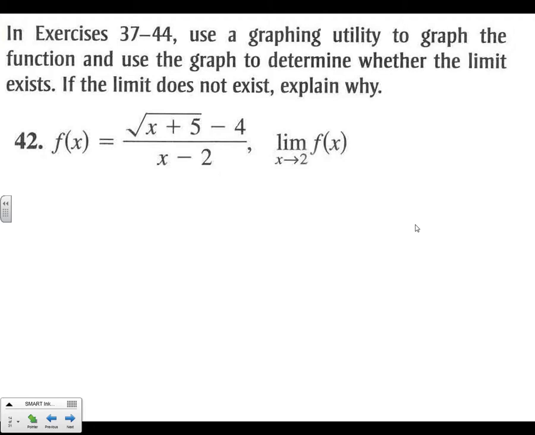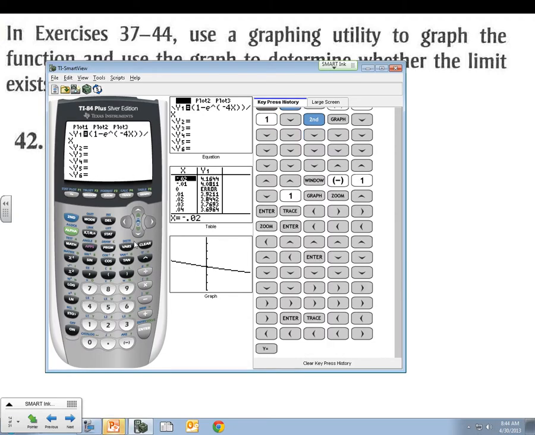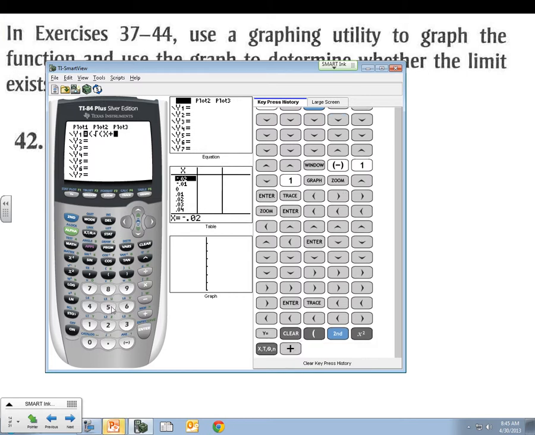All right, 42. We're going to use the graphing calculator to see if this exists. And if it does, tell us what the limit is. So let's go back to our handy graphing calculator. Y equals, clear this off. And for 42, the equation is, in parentheses, square root x plus 5 and then minus 4.